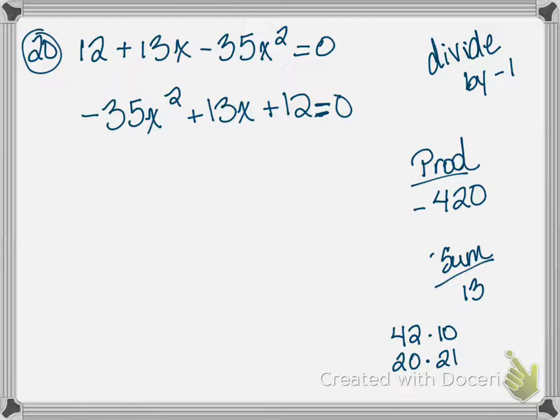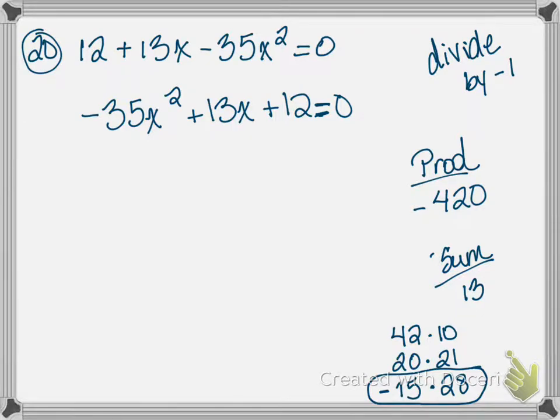Now in that situation, 15 times 28 gives me 420, and the difference is 13. If I make the 15 negative, then I'm going to get a sum of 13. So these are actually the numbers that I'm going to work with: negative 15 and positive 28. And that wasn't as bad as I thought it was going to be, because those numbers were pretty big.